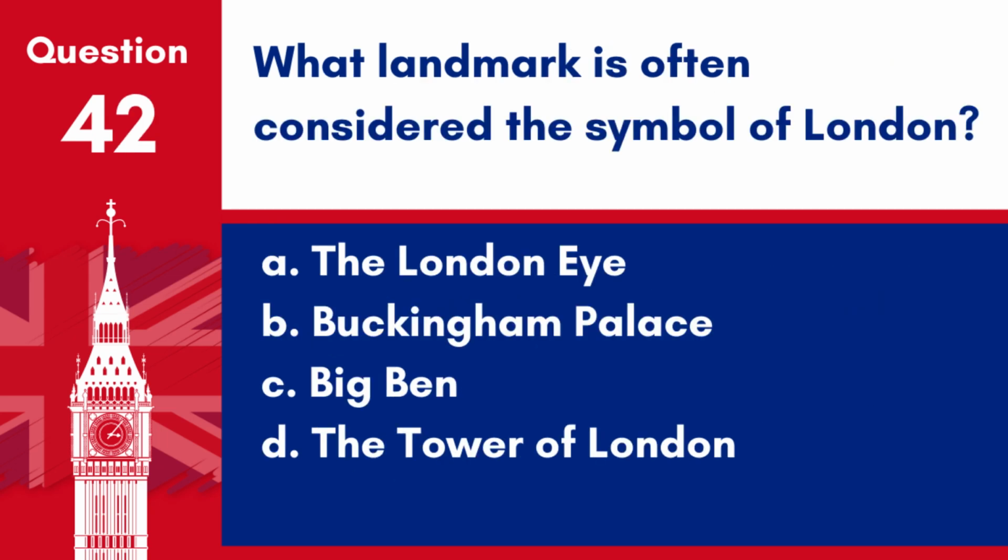Question 42. What landmark is often considered the symbol of London? A. The London Eye, B. Buckingham Palace, C. Big Ben, D. The Tower of London. Answer: C. Big Ben. Big Ben, or the Elizabeth Tower, is often considered the symbol of London, known worldwide for its distinctive appearance and chimes.